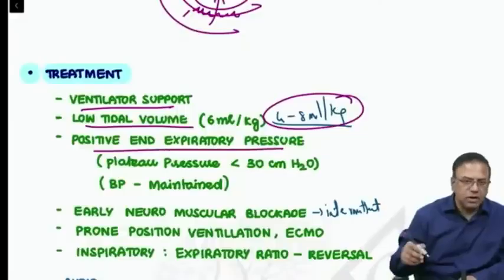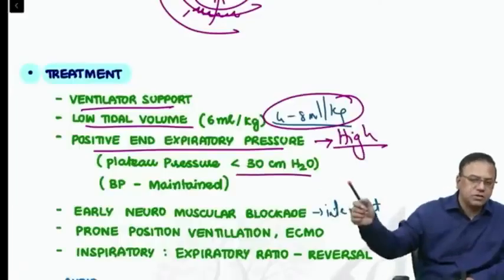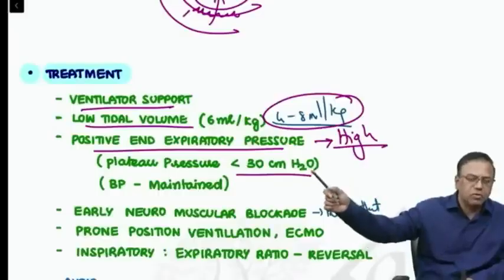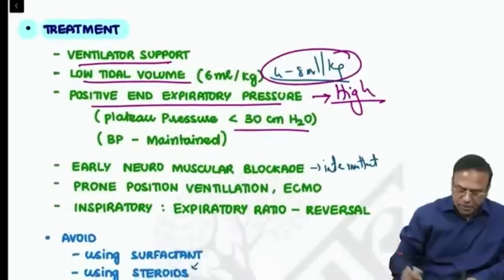Patient should be on positive end expiratory pressure. They generally need a high PEEP, but you can keep increasing PEEP until plateau pressure touches 30. Plateau pressure should be kept below 30 cm of water. As you increase PEEP, this will rise. Make sure this is kept below 30.